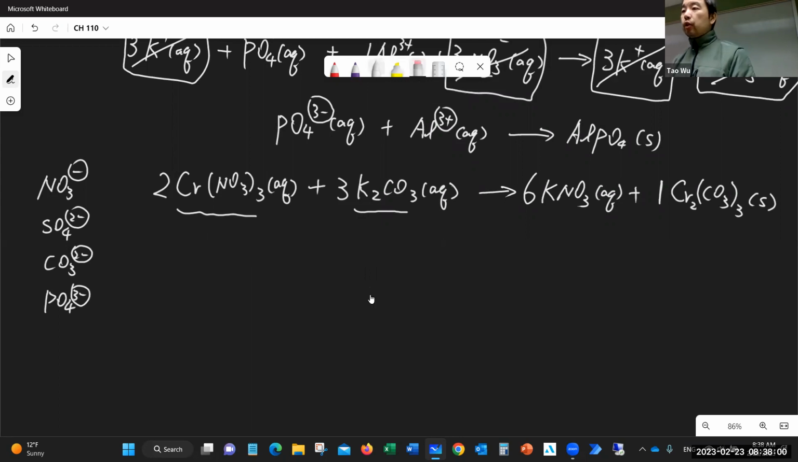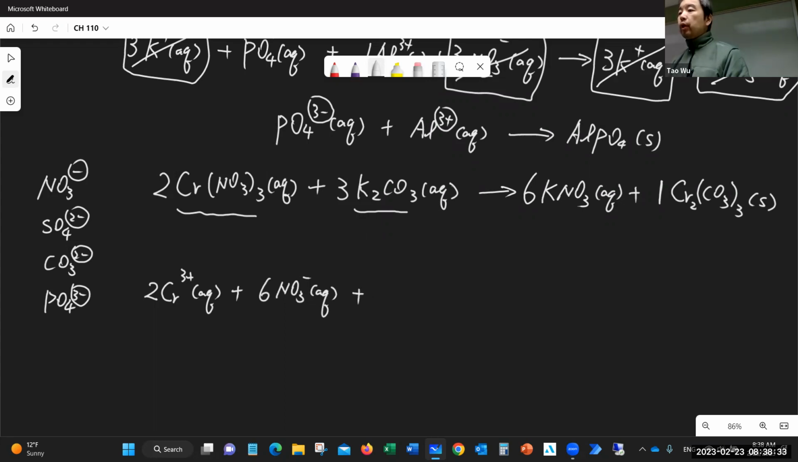net ionic equation. You see 2 of the chromium nitrate. How many chromium ions do we have? How many nitrate ions do we have? Definitely we have 2 chromium ions, and since we have 2 times 3, we have 6 nitrate ions over there. So this is from the first one.